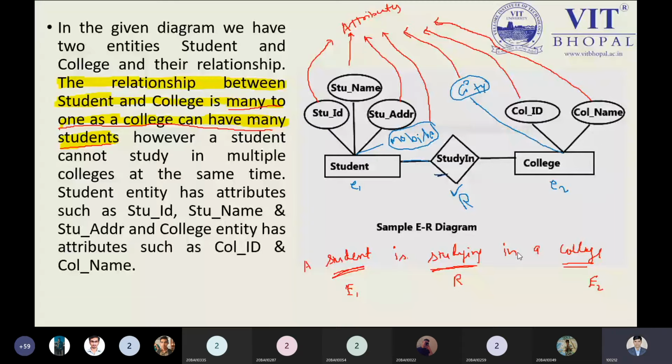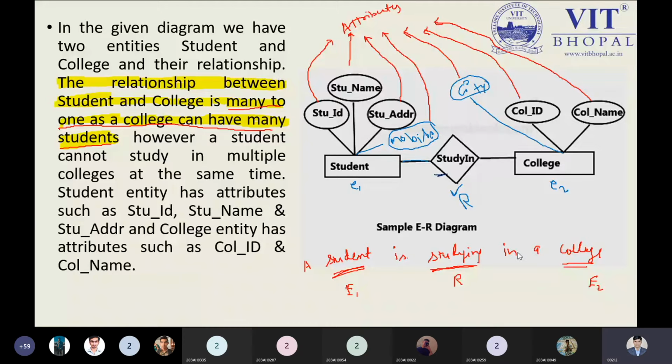So college ID or college name will be the common attribute by which they can communicate. All these arrows are showing the attributes: student ID, student name, student address, mobile, city, college ID, and college name. All these are the attributes.